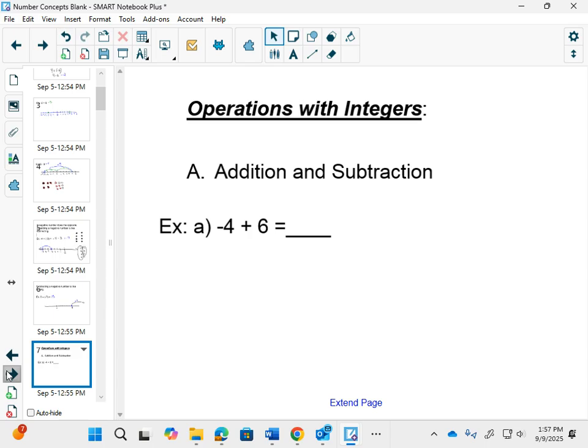So the first number is where you're starting. This is where the number line is helpful. Got a negative 4. That's where I'm starting. And then I want to add 6 to it. Where would you end up? Put your answer down on your paper. And we're already on the next page, so you can flip it over as we're going.